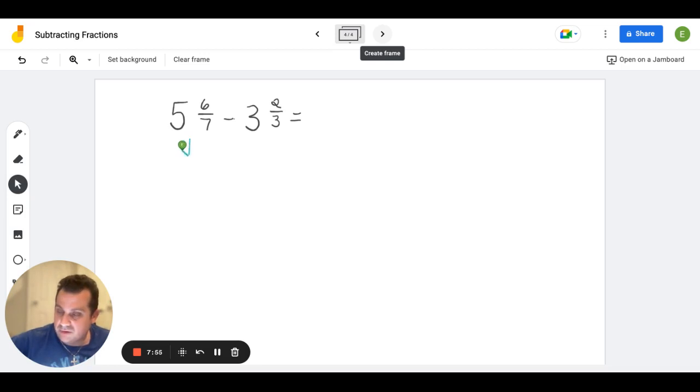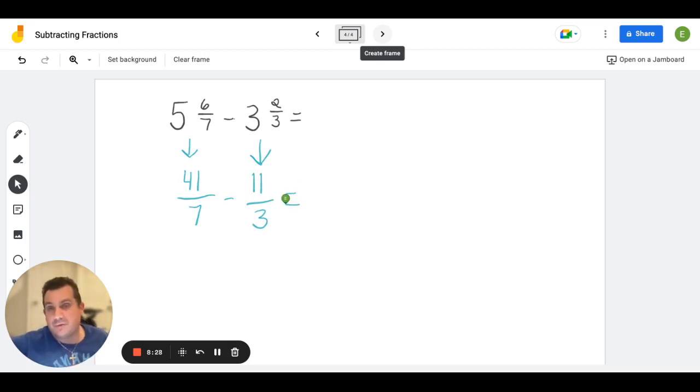I have to convert that into an improper fraction. So I'm going to do 7 times 5 is 35, 35 plus 6 is 41 over 7. Good. Double checking my work. 3 times 3 is 9, plus 2 is 11 over 3. Okay. So now my new problem is 41 over 7 minus 11 over 3.